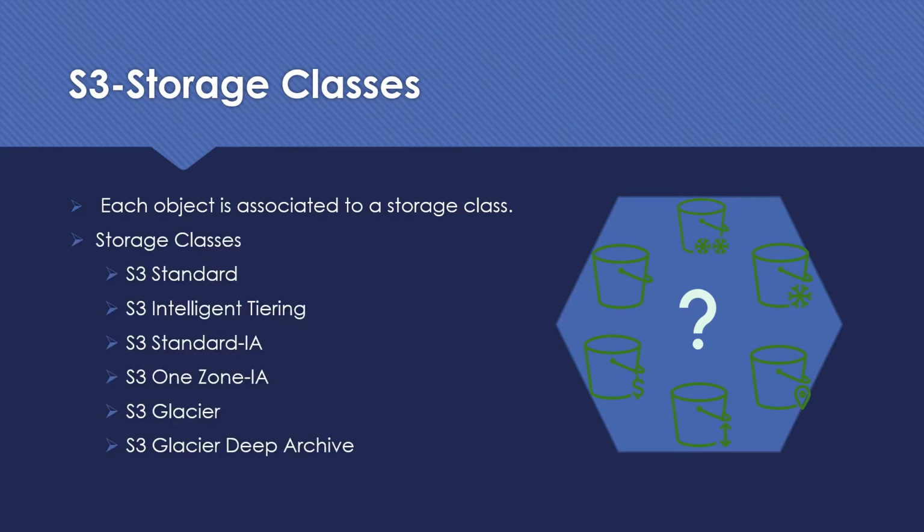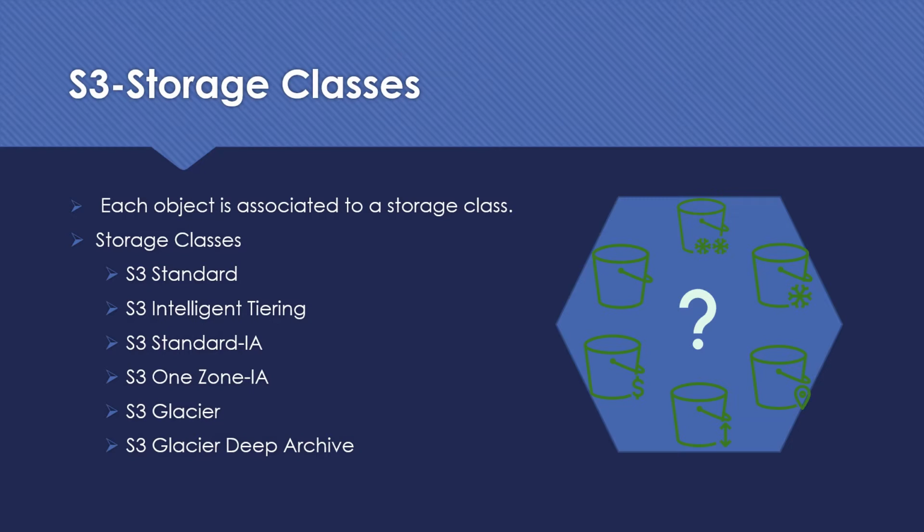The various storage classes offered by S3 are S3 Standard, S3 Intelligent-Tiering, S3 Standard-IA, IA is infrequent access, S3 One Zone-IA, S3 Glacier, S3 Glacier Deep Archive. When you are storing an object in a bucket, you can choose the storage class. The decision depends on various factors, for example, how frequently you have to access the data, what the availability of your data should be, and if the data needs to be archived.